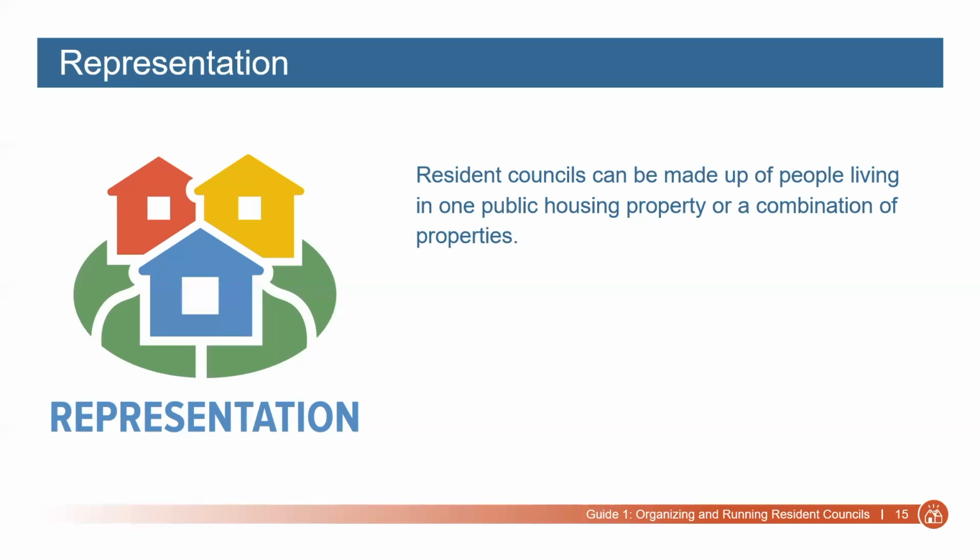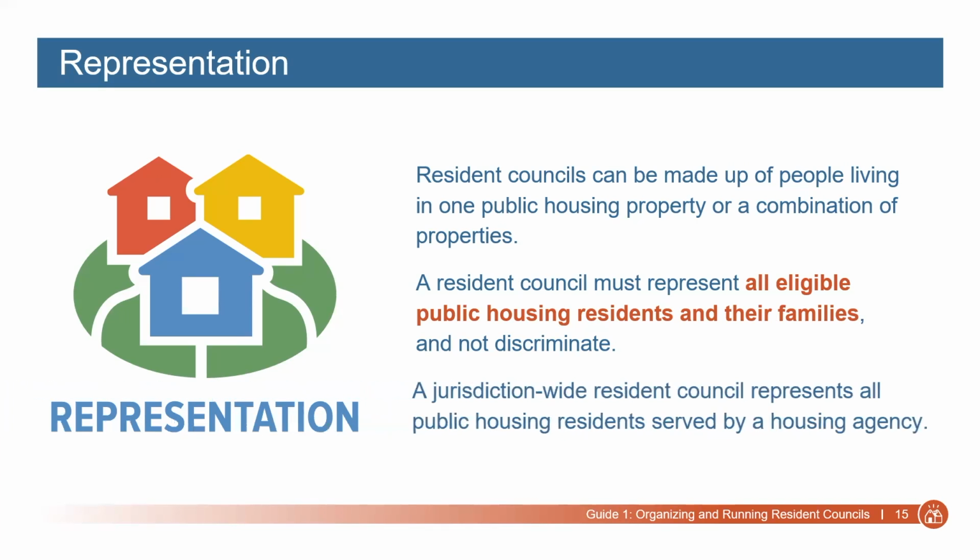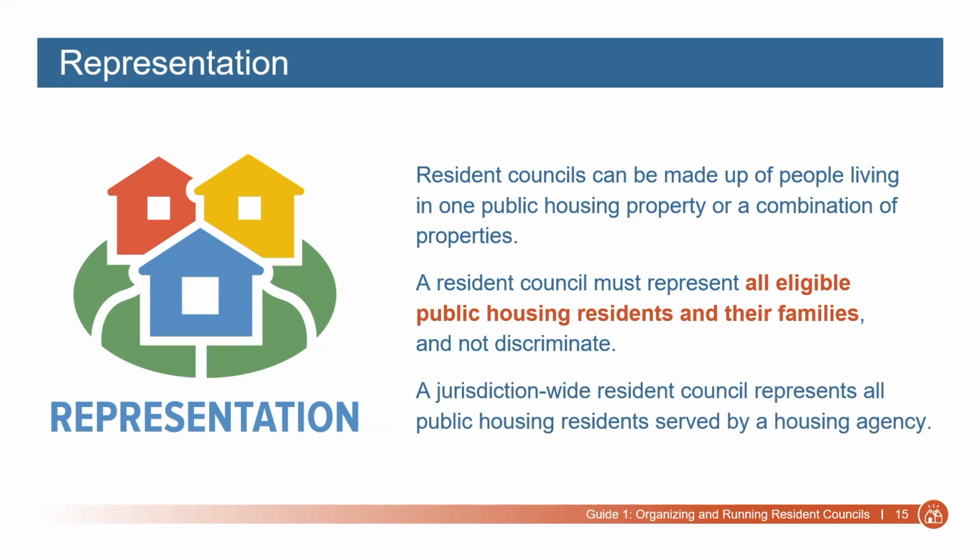Representation. Resident councils can be made up of people living in one public housing property or development, or a combination of properties. A resident council must represent all eligible public housing residents and their families, and not discriminate or only represent those who participate. A jurisdiction-wide resident council, which we'll talk about more in this training, represents all residents served by a housing agency.